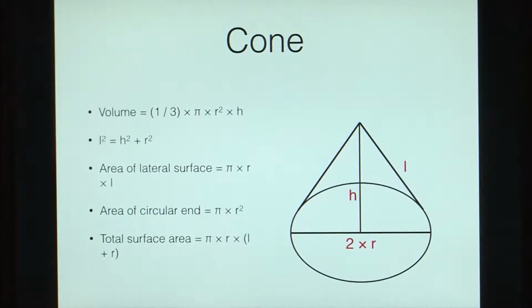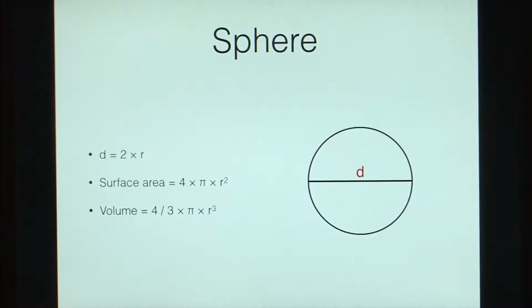and the end surface area is pi r square, giving us a total area of pi r (L plus r). Now, in the case of a sphere, the diameter is twice the radius, the surface area is 4 pi r square and the volume is 4 by 3 pi r cube.